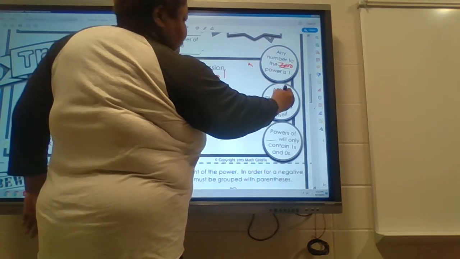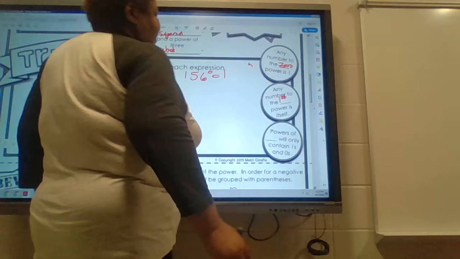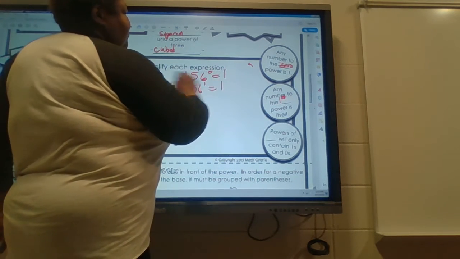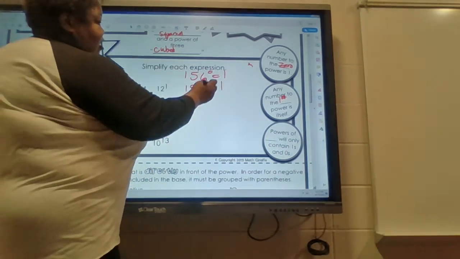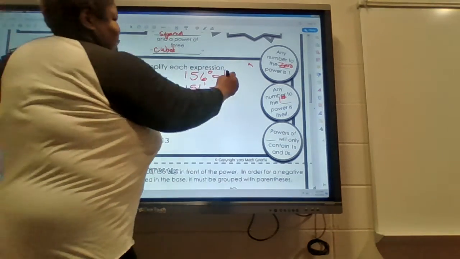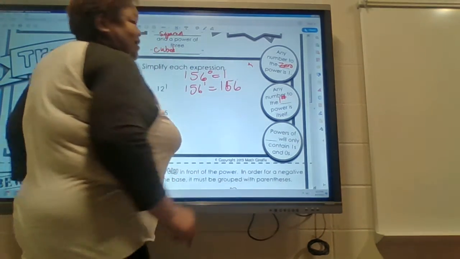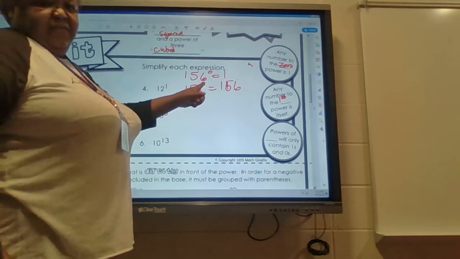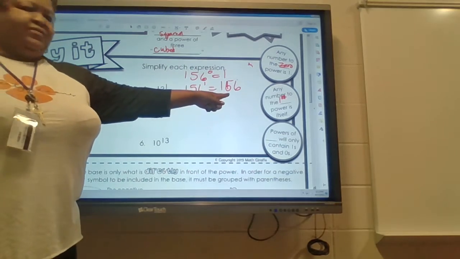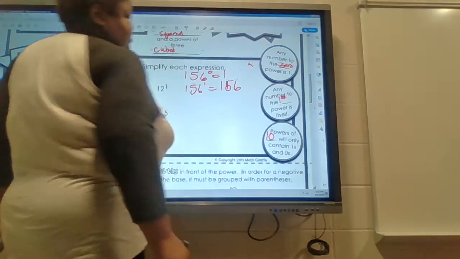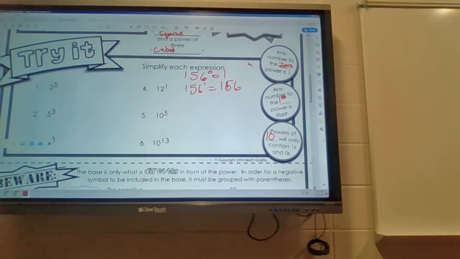Any number to the first power is equal to that number itself. So if I had 156 to the first power, that would equal... Oops, let me say that again. I messed up. Any number to the first power is equal to itself. So 156 to the first power is equal to 156. Powers of 10, those answers will only contain 1s and 0s.